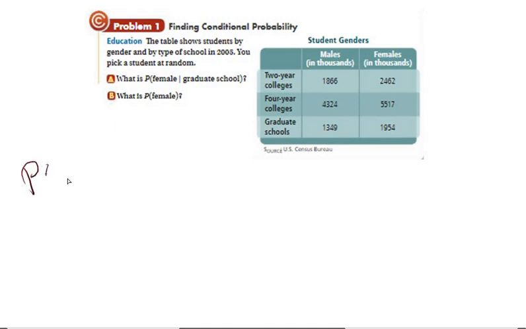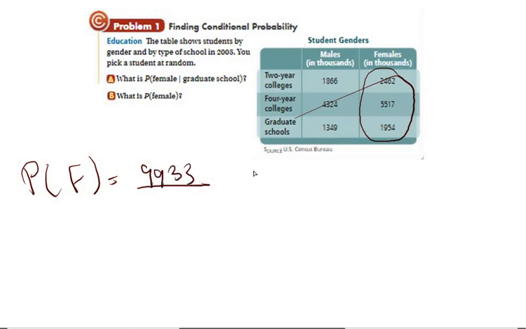Probability of female is the number of female, which is the sum of all these three numbers, and it's equal to 9,933 over the total number of students, and it's equal to 17,472. And the answer is 0.57 or 57%.